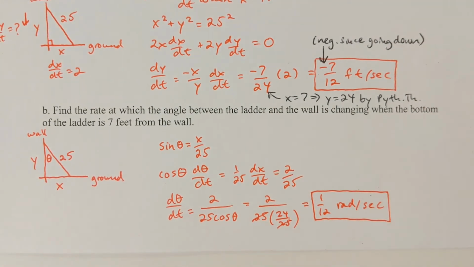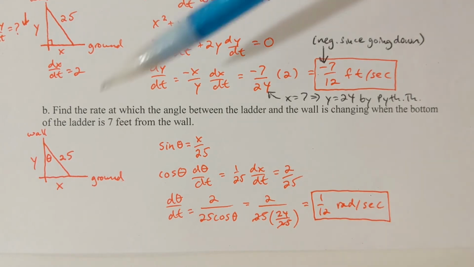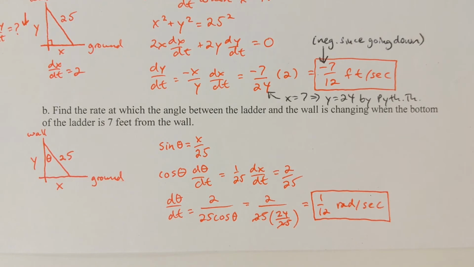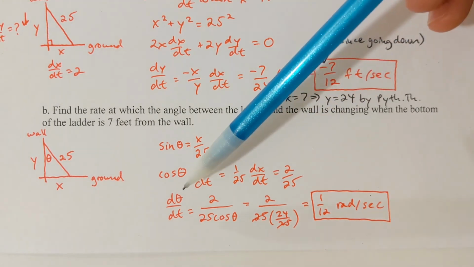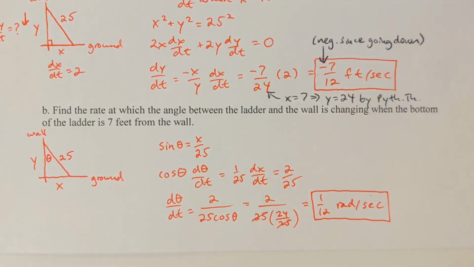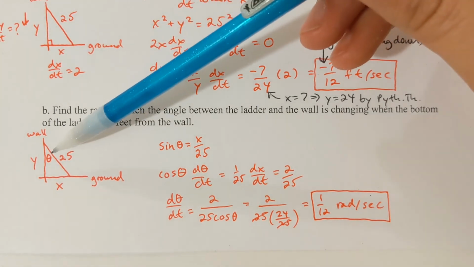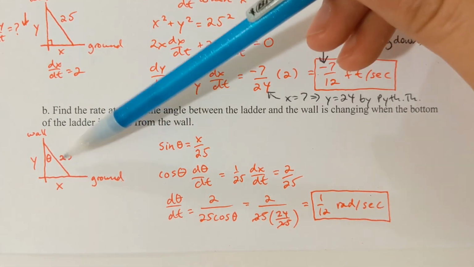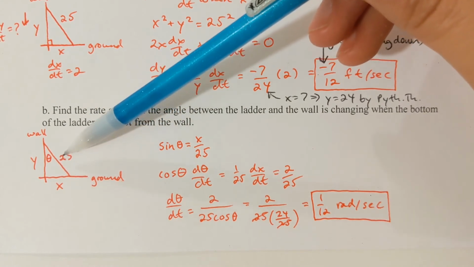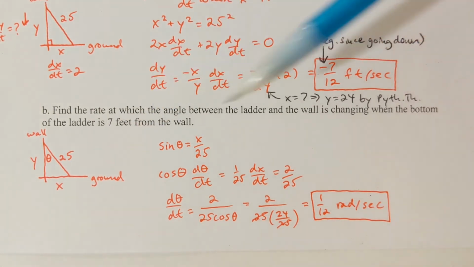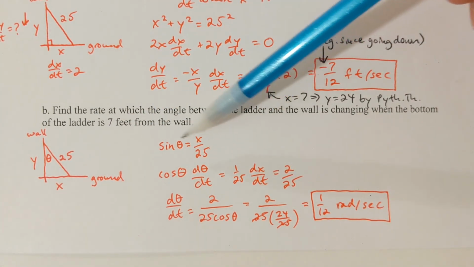Another thing I can observe early on is that as the ladder is sliding down the wall, theta is going to be getting bigger. So d theta dt is going to be a positive number. Well, let's see here. I know dx dt is 2. x is opposite theta. I also know the hypotenuse of the triangle. That's 25 feet, right? Okay, so opposite over hypotenuse, that's how we define sine theta.